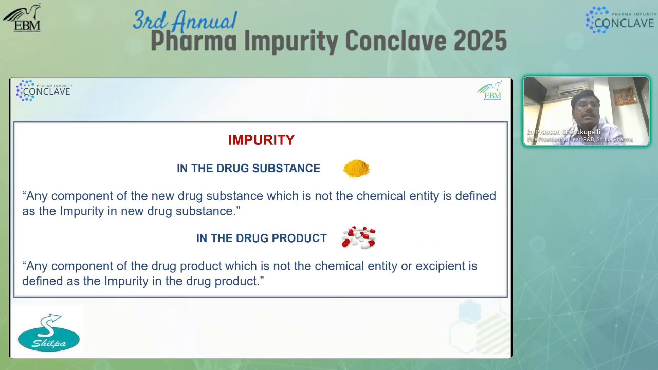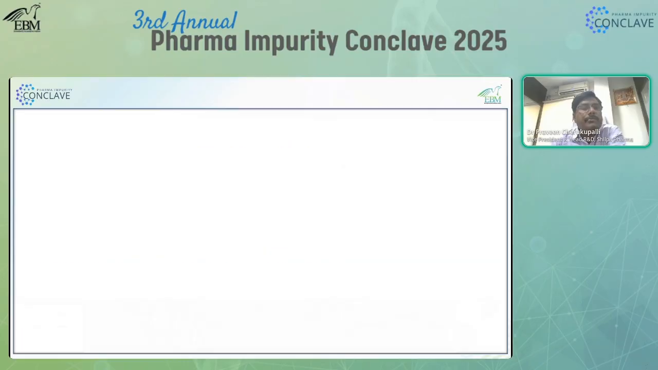So what is an impurity? In the drug substance, any component that is not the active ingredient, not the chemical entity, is defined as an impurity. In the drug product, it is the API and excipients. Anything other than the API and excipients is called an impurity.